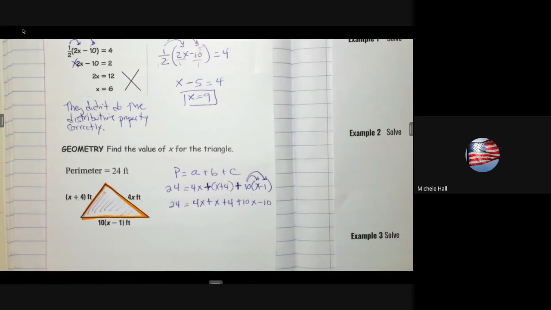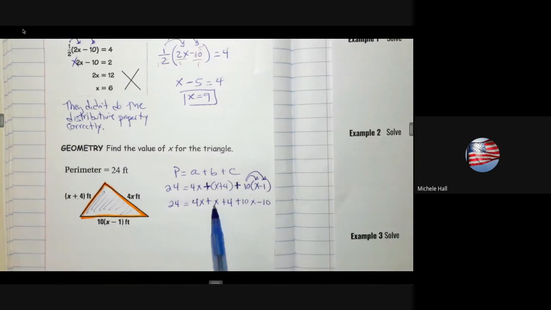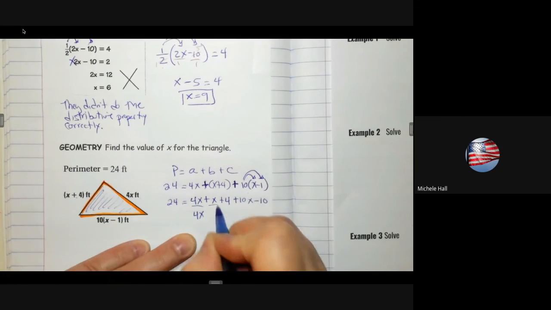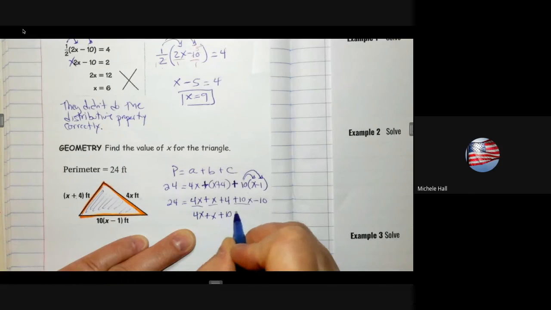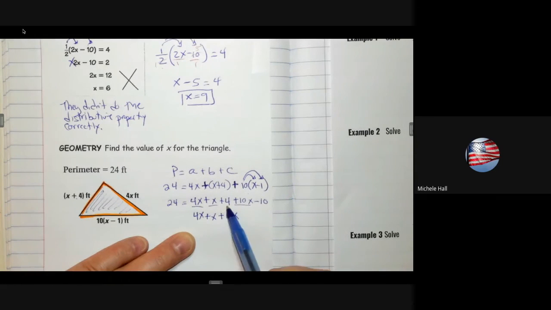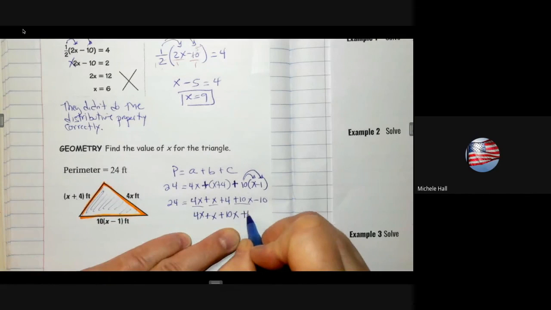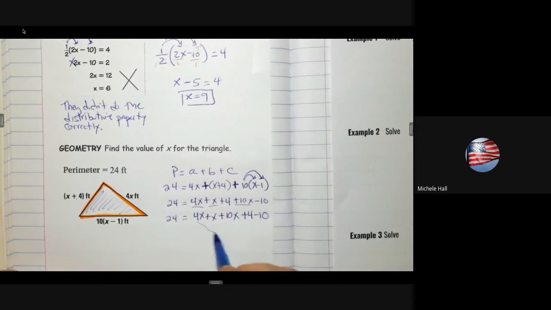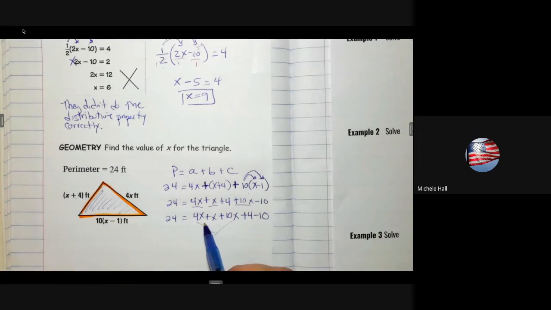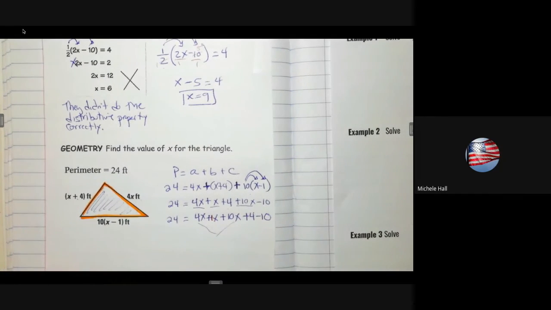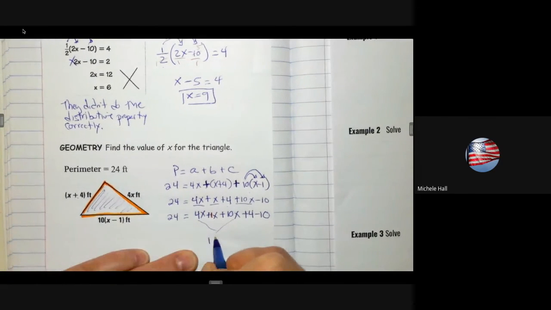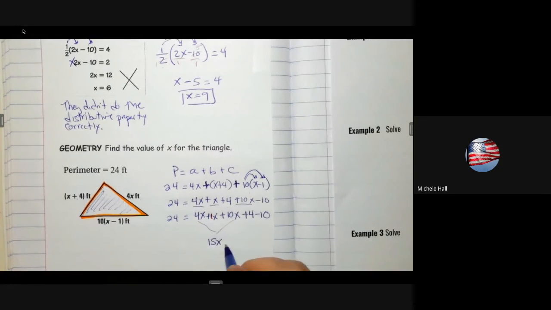I'm looking for things that I can simplify. I'm going to use the commutative property, and I'm going to change the order by putting things that are the same next to each other. So I have 4x plus x plus 10x, all my x's next to each other, and then I have just numbers, a positive 4 and a negative 10. I'm going to add these up. We have 4x plus x. Remember that if you don't see a number, it's understood to have a 1. So 4x plus 1x equals 5x plus 10x equals 15x. And then 4 minus 10 is negative 6.